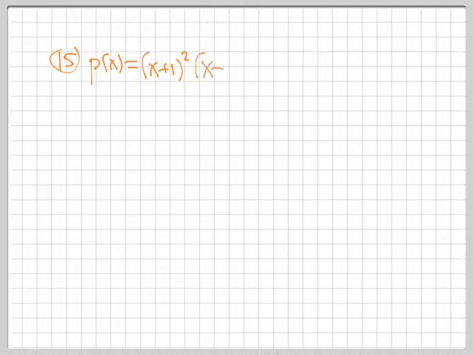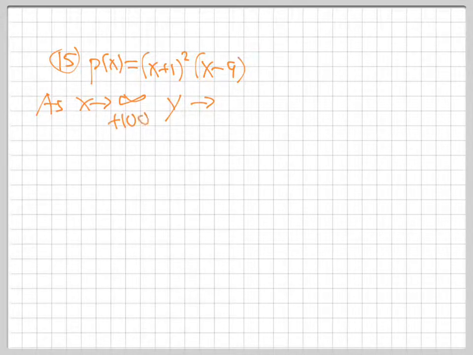Okay, now last part of the question. Number 15, again, let me rewrite it here. P of x equals x plus 1 squared times x minus 9. And they're asking, as x goes to infinity, what is y going to go towards? So let's try that again. What do we do with these x going to infinity things? What do we plug in? Yeah, positive 100 or negative 100. In this case, it's positive infinity. So plug in positive 100 and just find out if the answer comes out positive or negative, because that's where it's going. And then after you finish that part, come down and do the same thing for as x goes to negative infinity. Plug in negative 100.